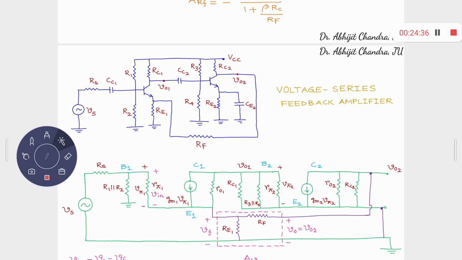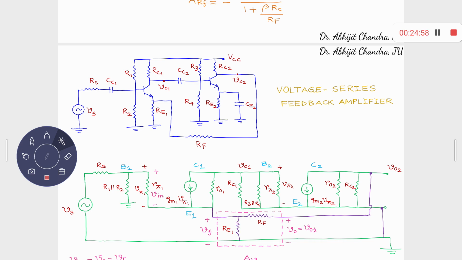How is RE1 connected? RE1 is connected between the emitter 1 terminal and AC ground. So this is your emitter 1 terminal, right? So this is your RE1, this is the ground line, for example. So RE1 is connected between emitter 1 and AC ground.